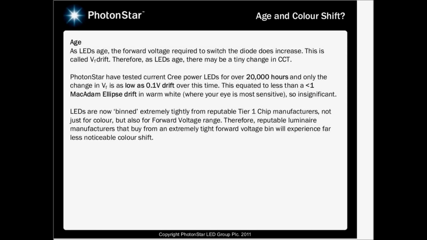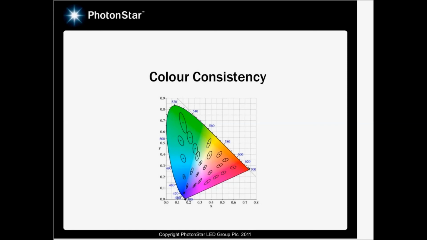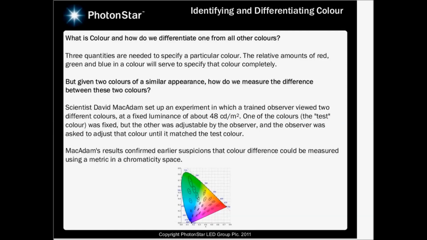So what is a MacAdam ellipse? This refers to the region on the chromaticity diagram, just here, which contains all the colours that you can't actually distinguish the difference between. Now, obviously, this is quite subjective. Everybody is slightly different, and we're very aware when we're looking at Chroma White that certain colleagues can distinguish colours better than others. But effectively, within one ellipse, you shouldn't be able to notice any difference from one colour to another.